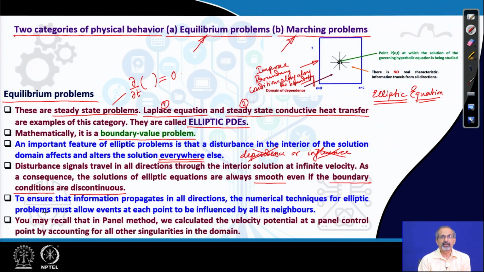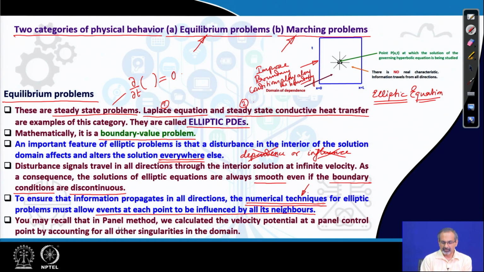Again, to ensure that information propagates in all directions, the numerical techniques that we devise for elliptic partial differential equations must allow events at each point to be influenced by all its neighbors. Therefore, the interpretation in the numerical techniques should be consistent. You have a physical behavior of the partial differential equation which has to be correctly reflected in the numerics.